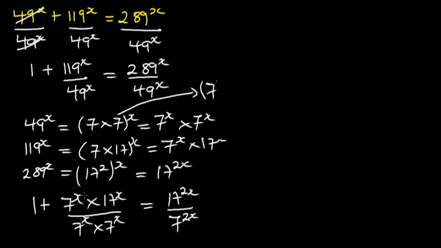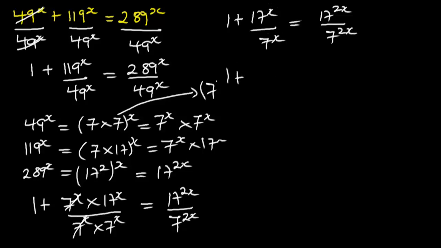Now from here, 7 exponent x will take care of 7 exponent x. So we are going to be left with 1 plus 17 exponent x all over 7 exponent x is equal to 17 exponent 2x all over 7 exponent 2x. And then from here we are going to have 1 plus, now we have a common term over here so we can factorize it out.